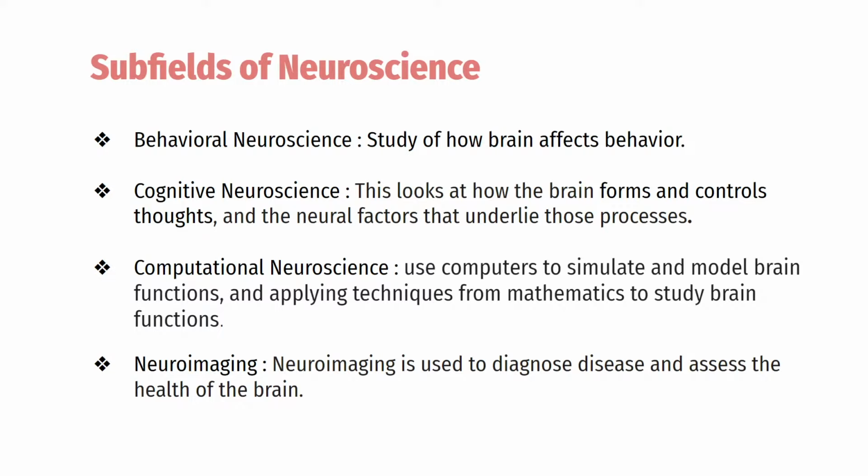Computational neuroscience uses computers to simulate and model the brain's functions, and it is a highly mathematical field, right? There's a lot of math involved in creating simulations of the brain. And neuroimaging has many applications in medicine.